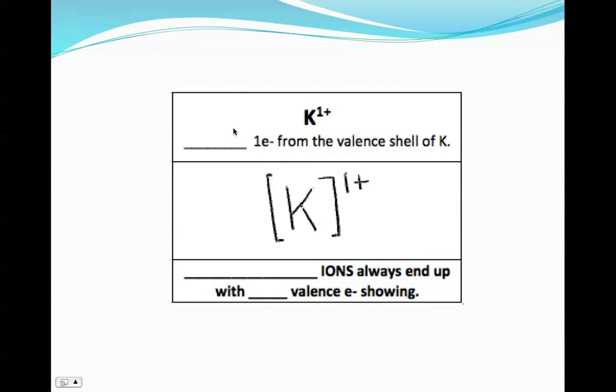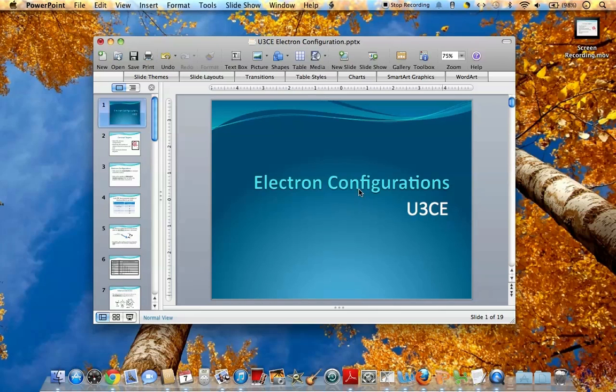Now, a positive ion, this is when we have subtracted out 1 electron from the valence shell. Potassium only had 1 electron in its valence shell to start, so we end up with no dots around the K, the potassium. I place it in brackets, and then the +1 charge is placed on the outside of the brackets. You're going to see that positive ions always end up with 0 valence electrons showing. Now remember, technically it has an inner shell that's full, but based off of its original valence shell, we don't have any electrons there. All right, and that is it.